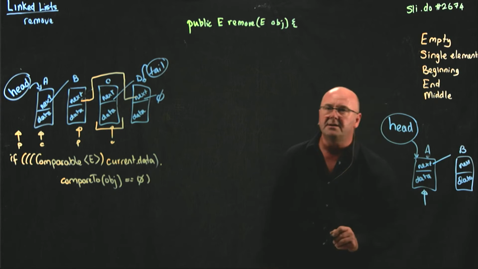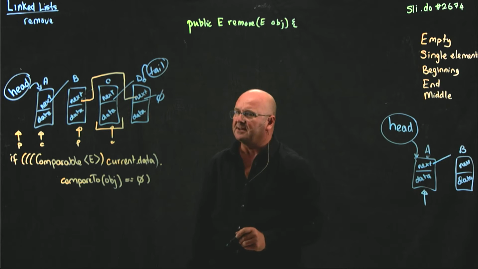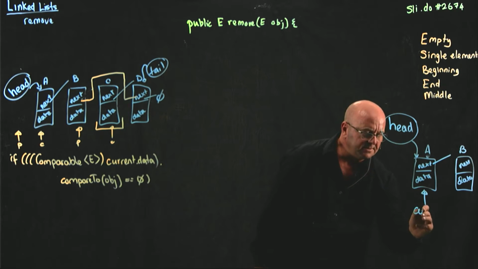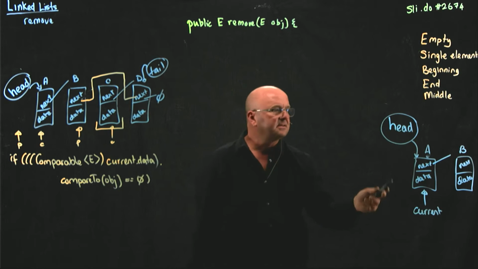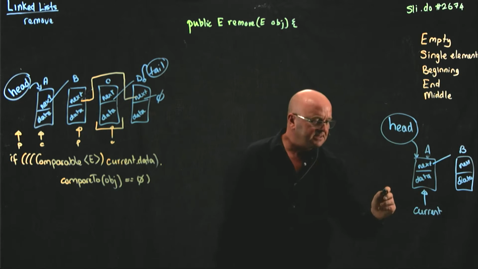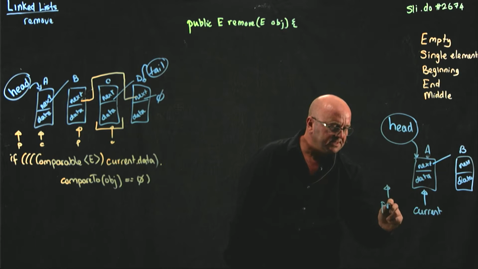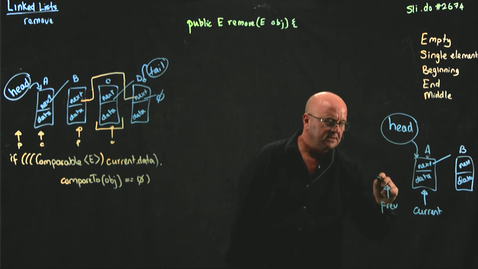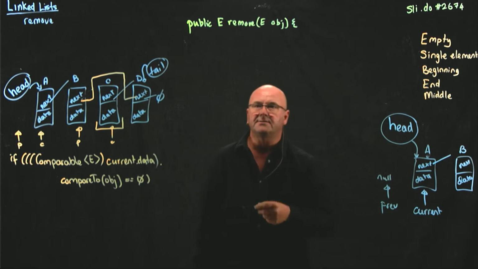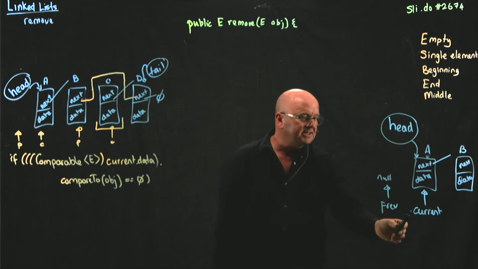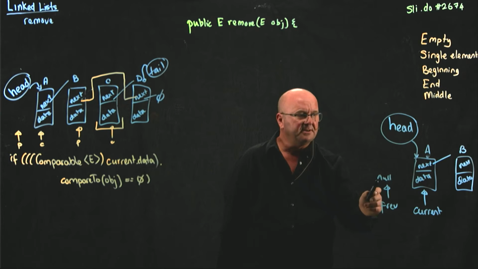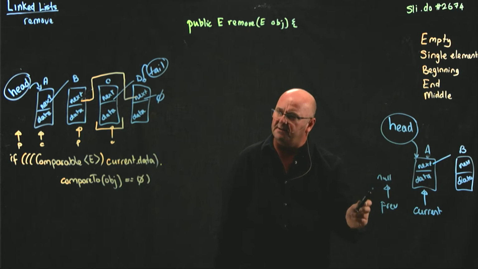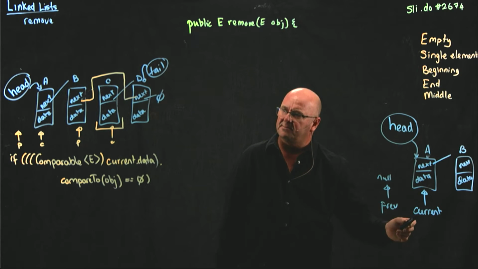The way that we know that we're operating at the beginning of the list is that current is pointing to head, and the other way that we know is that previous is pointing to null. Okay, so we've got two different tests. We can either test if current is equal to head, or we could test if previous is equal to null. Either of those will tell us that we're at the beginning of the list.